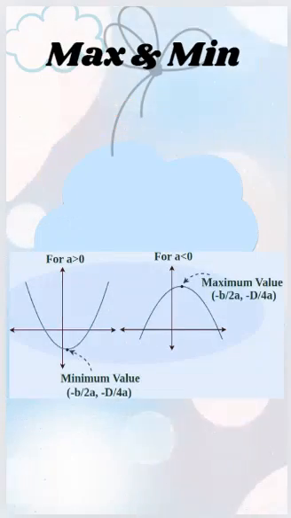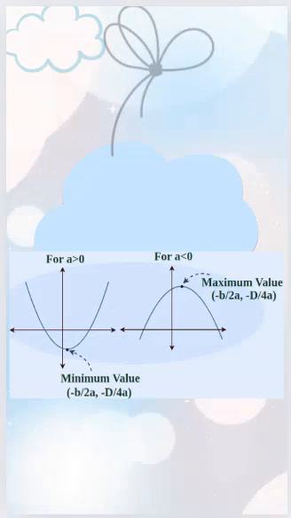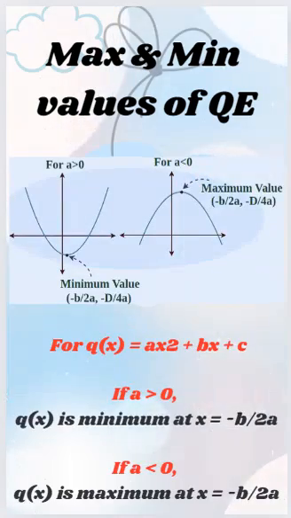Any function can have highest or lowest value. The highest value of the equation for any value of x is called maximum value. Similarly, the lowest value of the equation is called minimum value. When the coefficient a is greater than 0, the function has minimum value at x equal to minus b by 2a. And when the coefficient a is less than 0, the function is maximum at x equal to minus b by 2a.